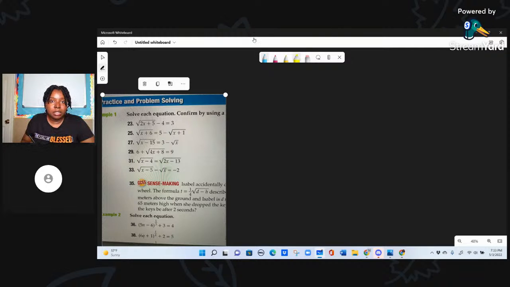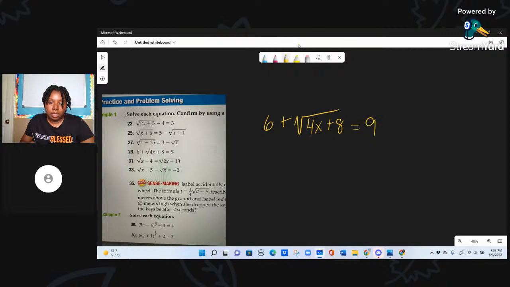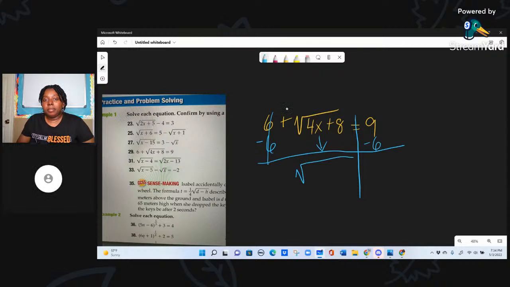It says 6 plus square root of 4x plus 8 equals 9. Okay. So tell me, do you know how to even get started with this? Yeah, so subtract the 6 over to the 9, you get 3. And then square both sides.